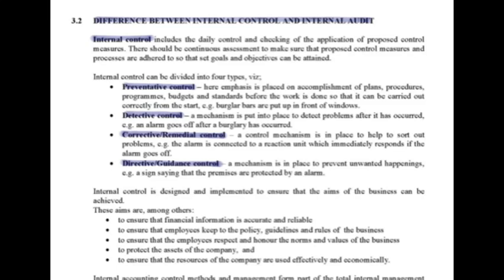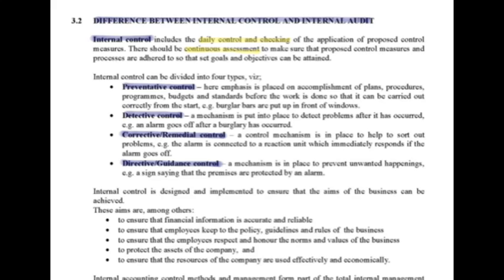The difference between internal control and internal audit. So internal control includes the daily control and checking of the applications and proposed control measures. There should be continuous assessment to make sure the proposed control measures and processes are adhered to so that set goals and objectives can be attained.